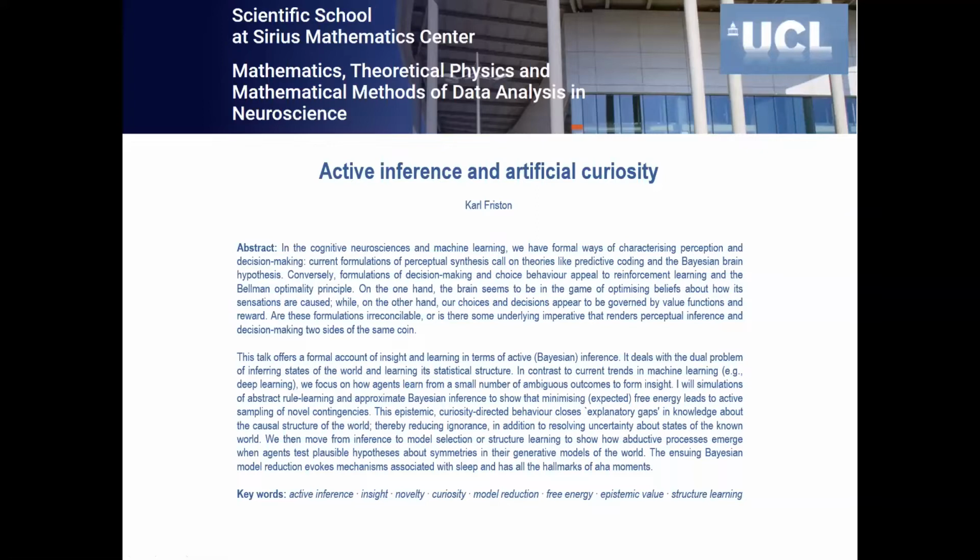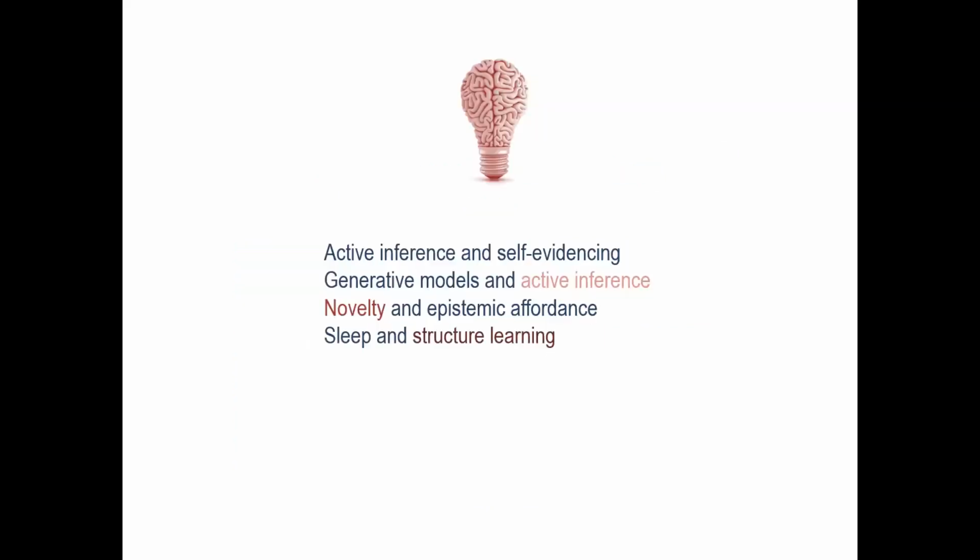But the purpose is to apply the same ideas at a number of different levels to get an insight into insight, or more specifically, discuss active inference and self-evidencing from the point of view of why we are curious creatures and how different levels of optimization can be understood in terms of a free energy minimizing process.